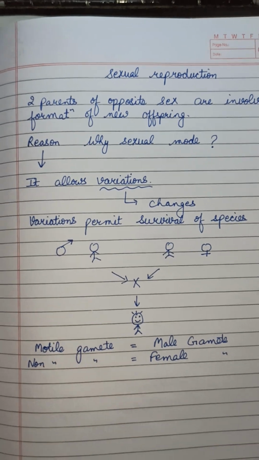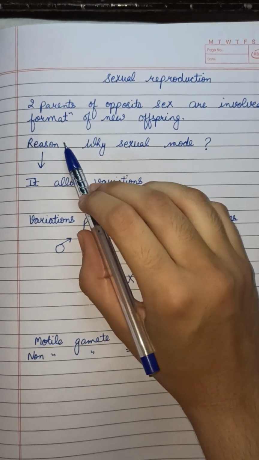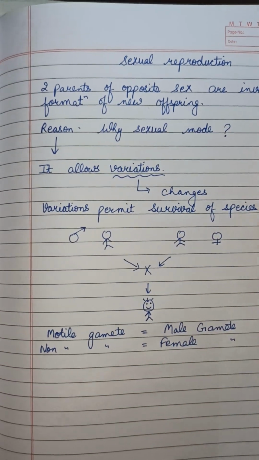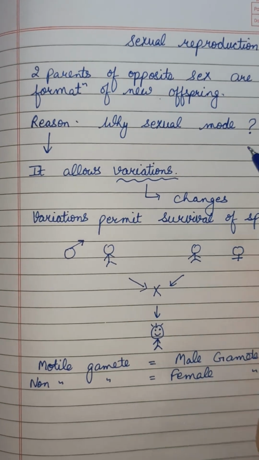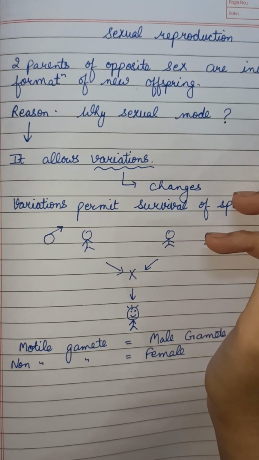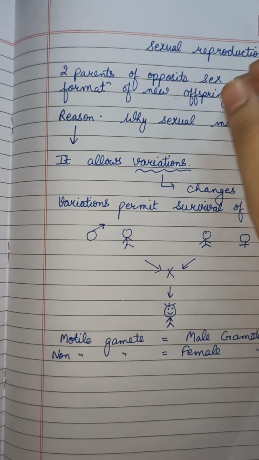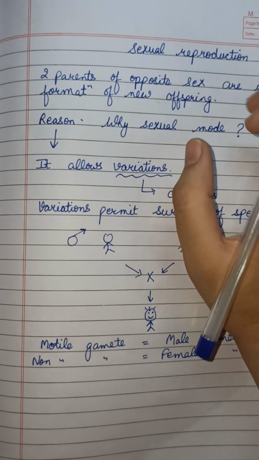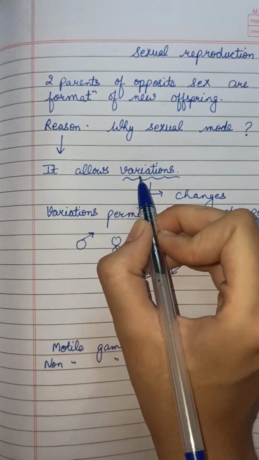As we know, sexual reproduction is that in which two parents of opposite sex are involved in the formation of the new offspring. We know this very well. So now, why is the sexual mode of reproduction preferred in higher organisms? What is the reason that only the sexual mode of reproduction? The reason is that it allows variations.